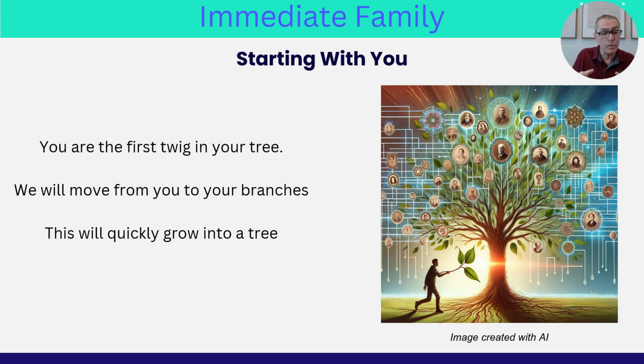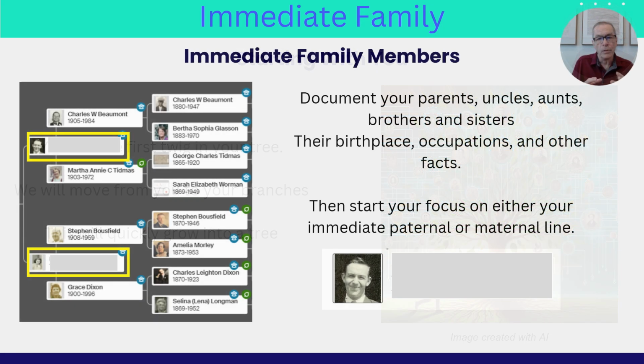And that next step will start with you. You are the first twig in the branch of your family tree. And we'll quickly move to other branches and go to the tree, but we need to start with you. So start by documenting yourself, and then document your parents, uncles, aunts, brothers and sisters, your immediate family. So now we've laid the foundation, we've started with you, and we're going to work with your immediate family.